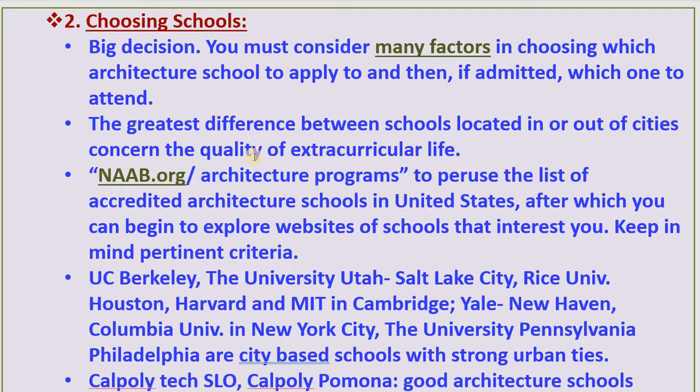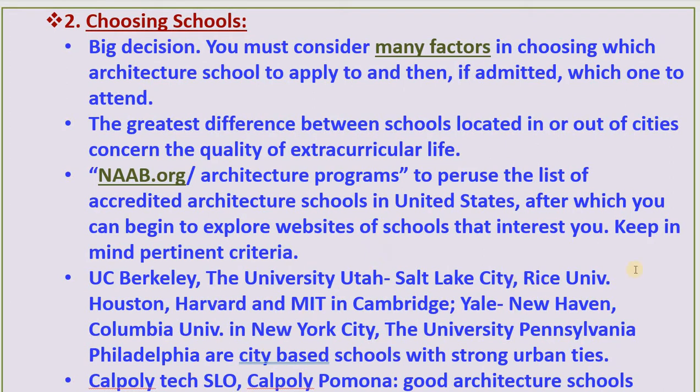NAAB.org, the National Architectural Accrediting Board, has an architecture program that produces the list of accredited architecture schools in the United States. After that, you can begin exploring the website of each school, and if you're interested, visit there. After that, you can apply.